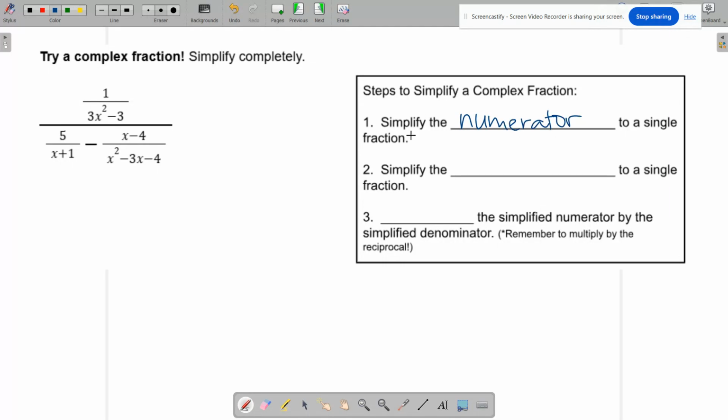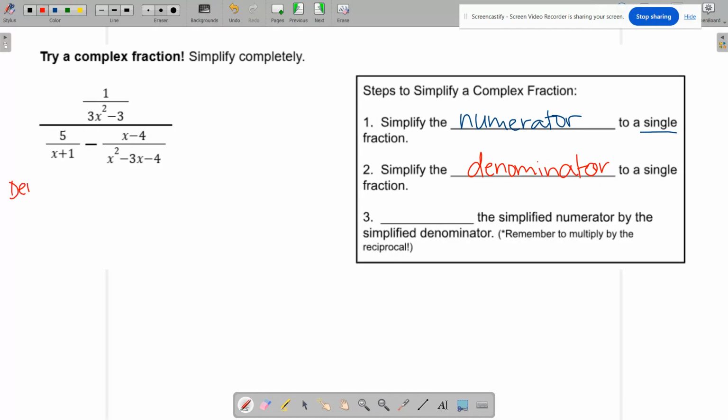And if it's a situation where you have multiple fractions within the numerator, you want to get it down to a single fraction. Now, this overall numerator right here is just a single fraction, so we don't really have to do anything there. Secondly, we want to do the same with the denominator. And we can see that in this particular example, we have two fractions. So we want to go ahead and subtract those.